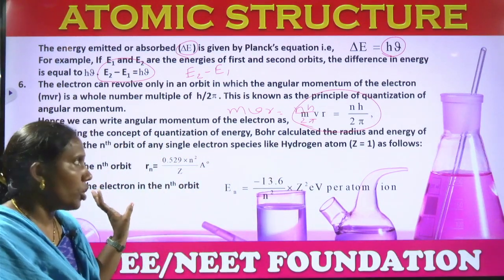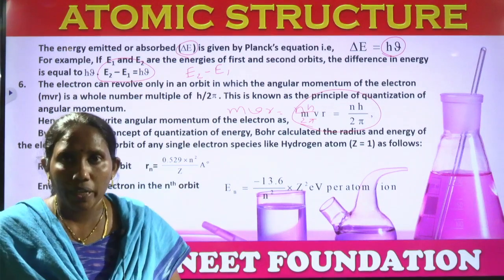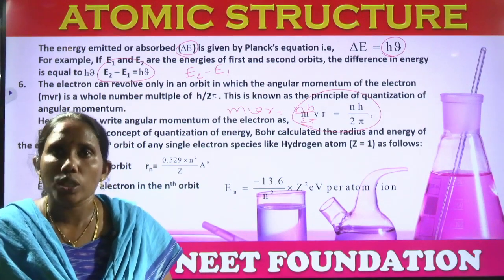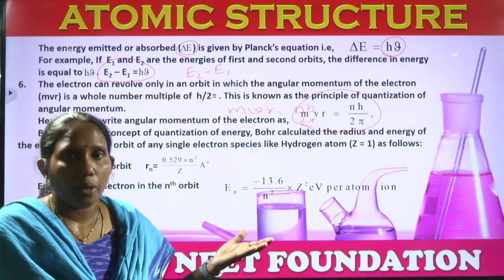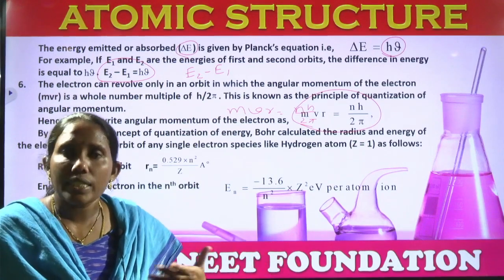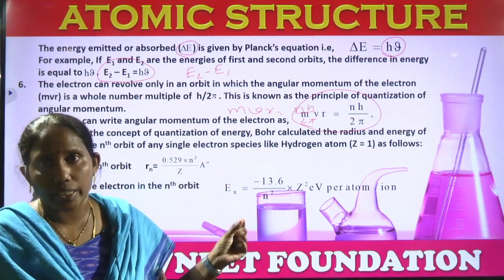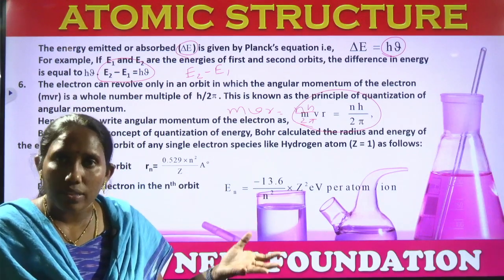And also, Bohr has given the radius of the nth orbit, the energy of the nth orbit, and the velocity of the nth orbit values also. Meaning if one electron is present in the first shell or second shell, what is its radius? By substituting n values 1, 2, 3 like that, we can find its radius, energy or velocity also.